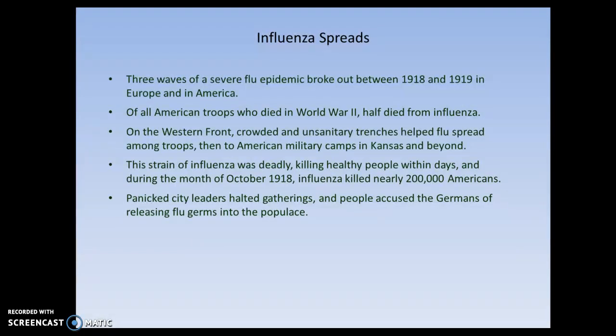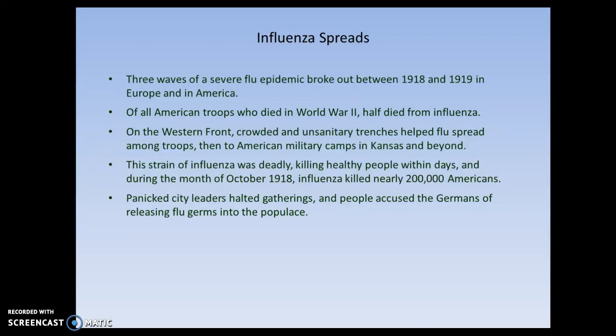Influenza. Three waves of really severe flu strains broke out between 1918 and 1919 in Europe and in America. Of all American troops who died in World War I, half died from influenza. On the Western Front, crowded and unsanitary trenches helped the flu to spread among the troops, and then to American military camps in Kansas, and then beyond from there. The strain of influenza was deadly, killing healthy people within days.